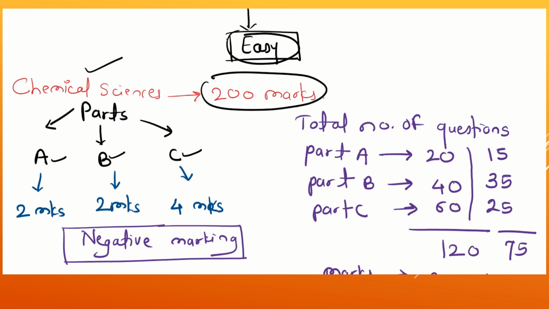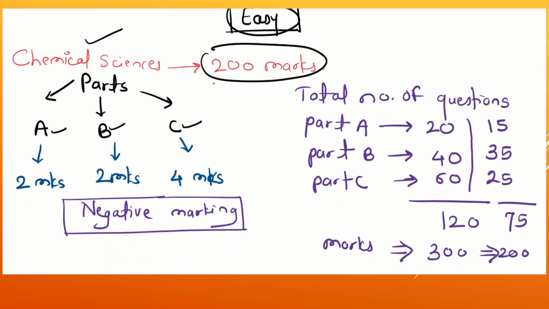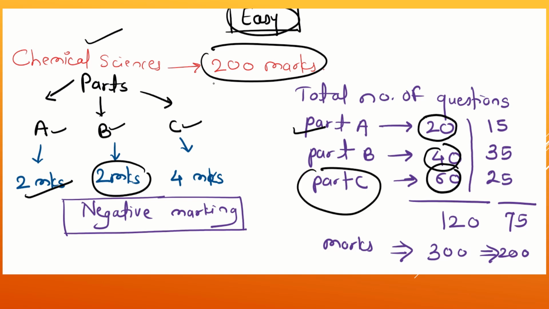up to the topics. So we have three parts, Part A, Part B and Part C. You can see here, Part A has 20 questions, Part B has 40 questions and Part C has 60 questions. For Part A, each correct answer gets 2 marks, right? And Part B also has 2 marks for one question if you give the correct answer. So Part A and Part B have the same marks, 2 marks. But in Part C you can see 60 questions and each question has 4 marks. Understand, each question has 4 marks.